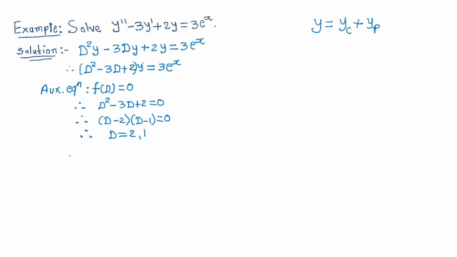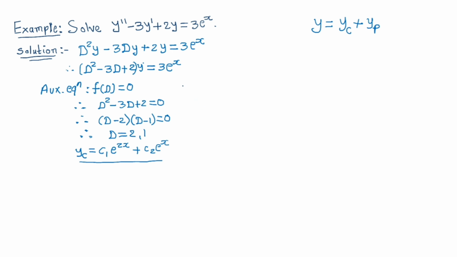Using that, we list out yc, the first part of the solution. We have two real roots, so I will use two arbitrary constants. My first arbitrary constant is c1 e raised to 2x, and the second arbitrary constant is c2 e raised to 1x, that means e raised to x. So this is my CF for this differential equation.